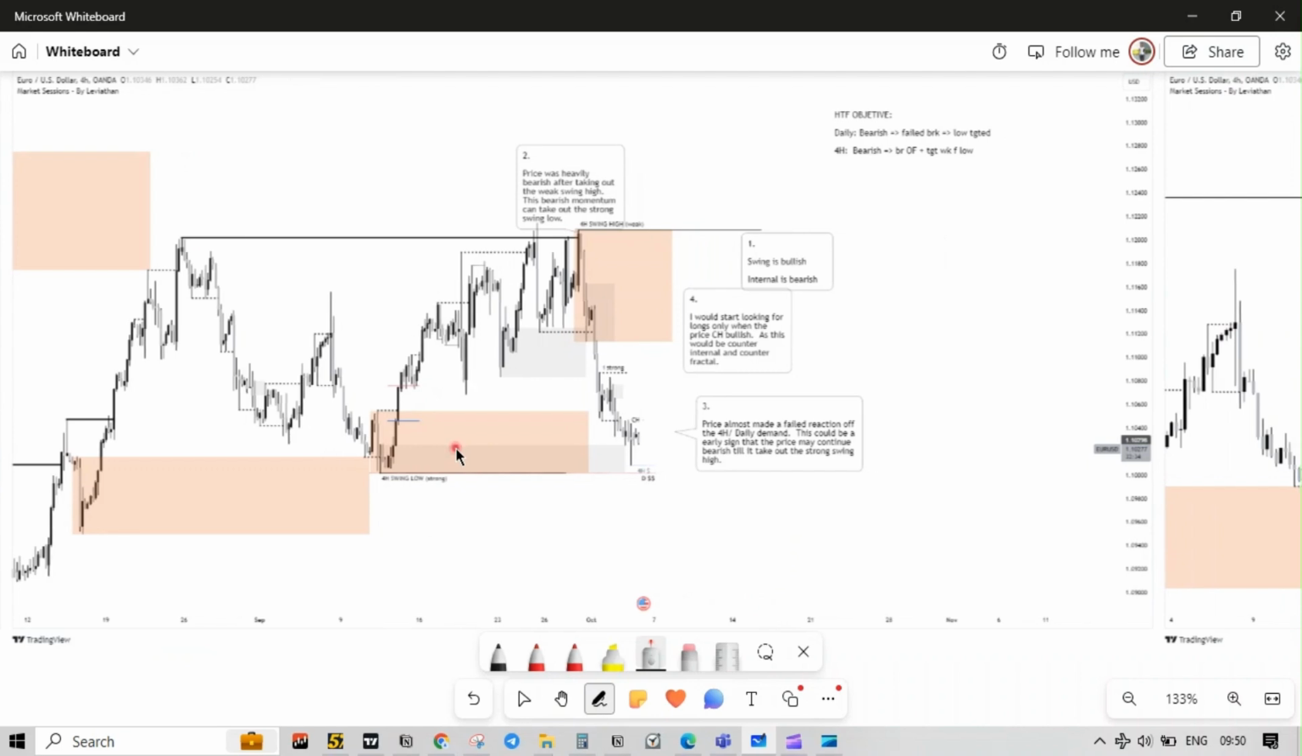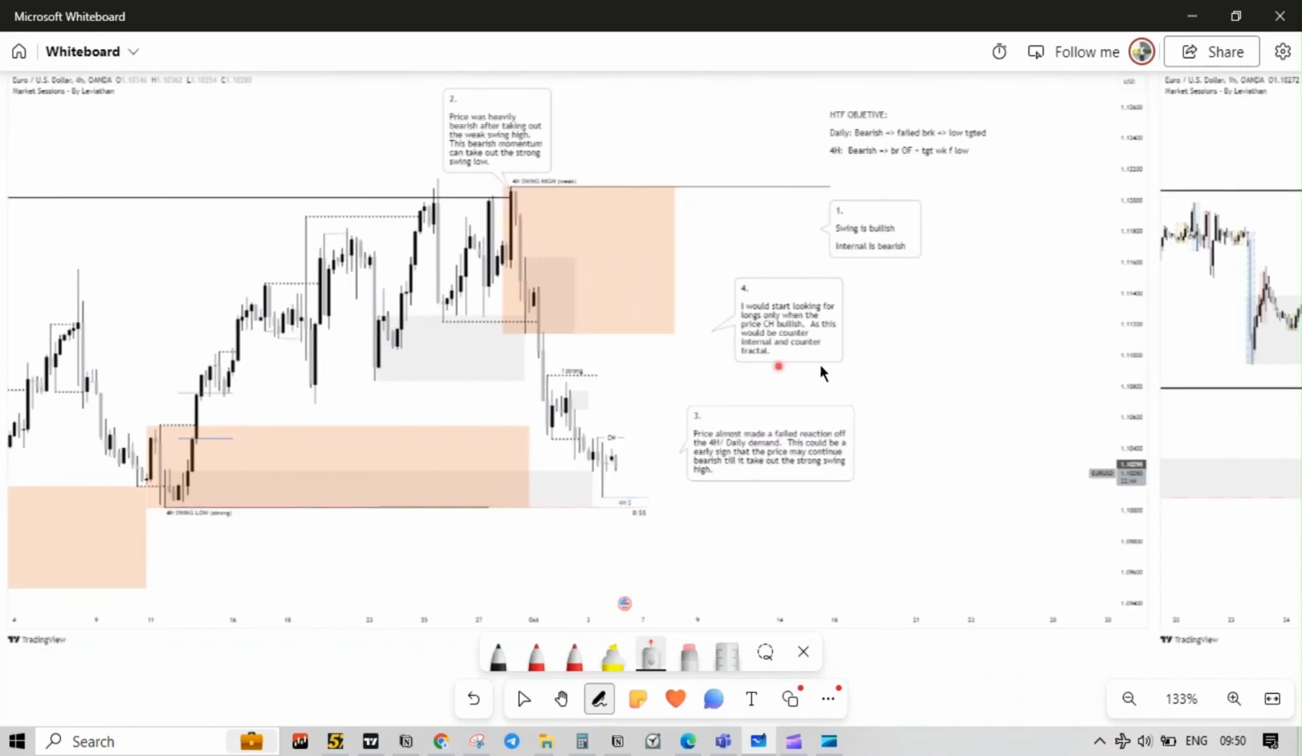And this is the 4-hour chart. The swing structure is bullish and the internal is bearish. Price has almost reached the extreme demand of this internal range, I mean the swing range. So anytime the price can make bullish IBOS and then it can go up and take out the weak swing high. But for now, let's zoom in and check what happened.